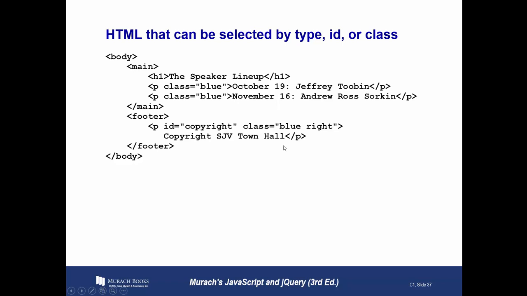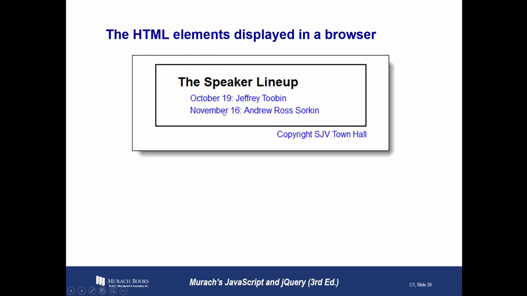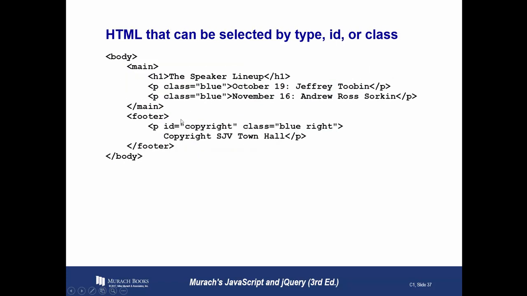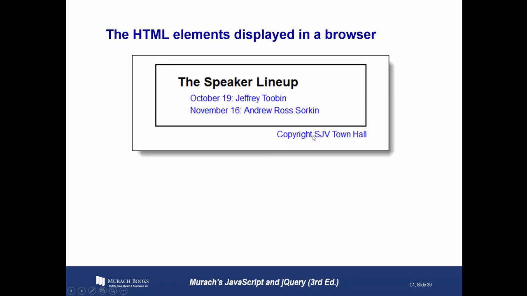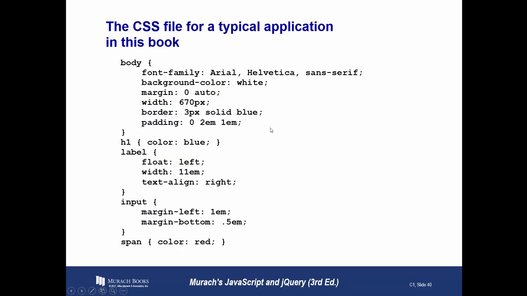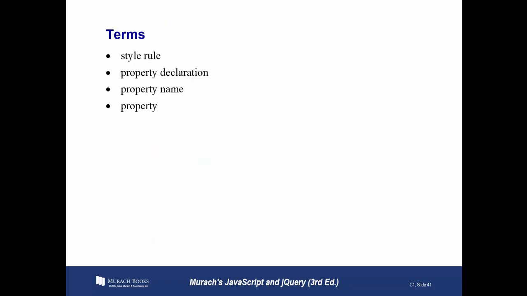All right. So here's using a class. Here's using an ID. Notice here we say class is blue, and that gives us the blue text. Here we say ID is copyright. Well, the copyright is saying we want the font size to be 90%, so it's a little smaller, and we want it pushed over to the right. These are all things that we will discuss in the book. We will create CSS files like this. In fact, by the time you see this presentation, you probably will have already created CSS files.